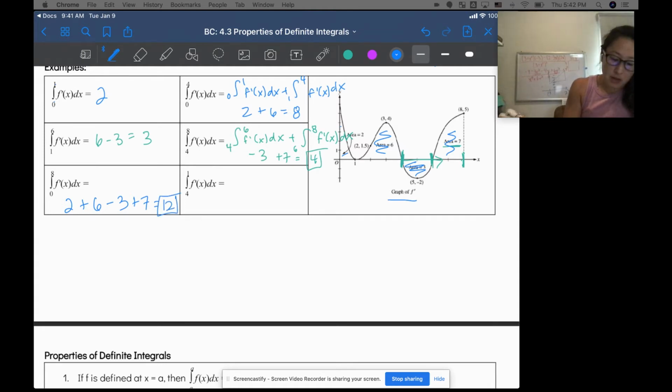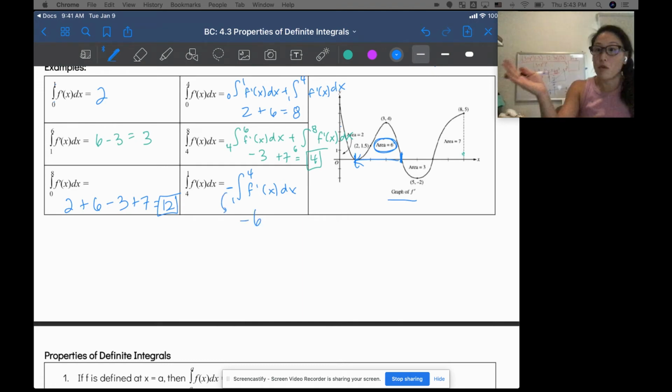Okay, and our last one from 4 to 1. So this time we're moving from 4 backwards to 1. And so we can rewrite this as 1 to 4, but we have to make the area negative, of f prime of x dx. So what is the integral of f prime of x from 1 to 4? The integral from 1 to 4 is the area under the curve, which is 6. So the area is 6, but then I need to bring down the negative. So moving backwards, the area would actually be -6.